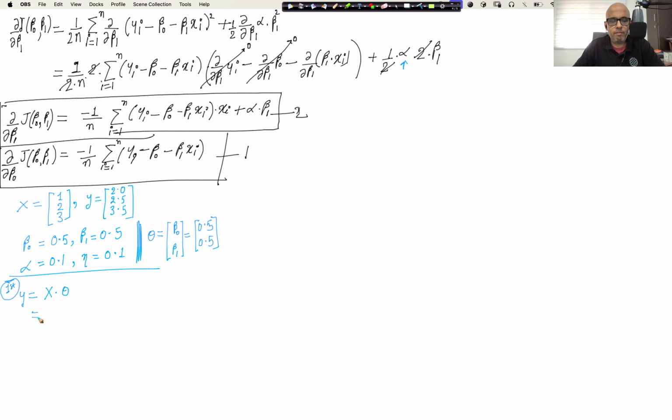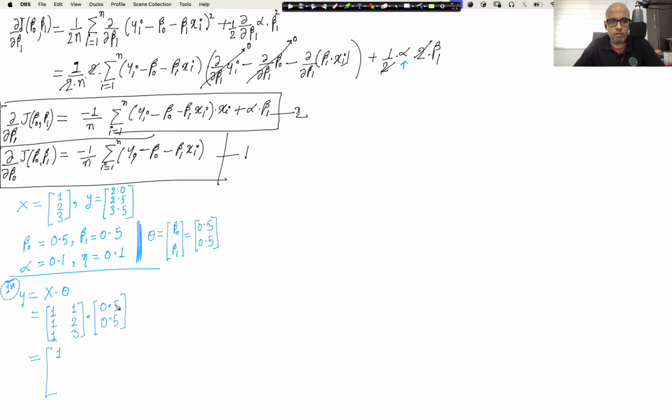So the dot product that we are going to do is going to be between x, which is 1, 2, and 3, and we are going to introduce another column here to associate with beta 0, that is going to be just constant, which is 1, 1, 1, and this is going to be dotted with the theta, which is 0.5, as we see here. Now if we perform the calculations, it's going to be as follows.